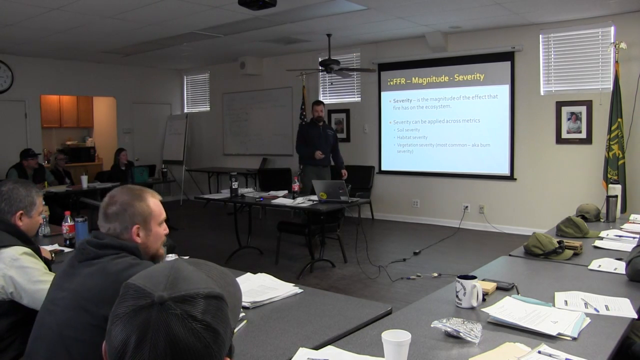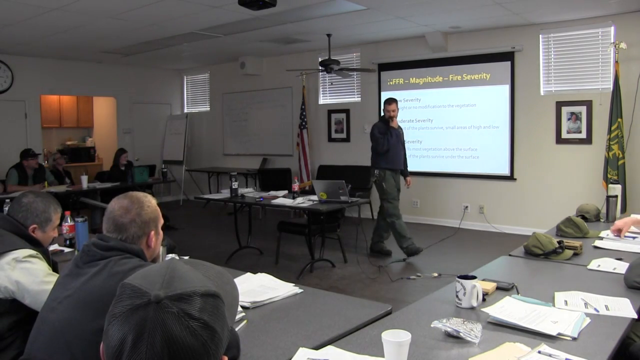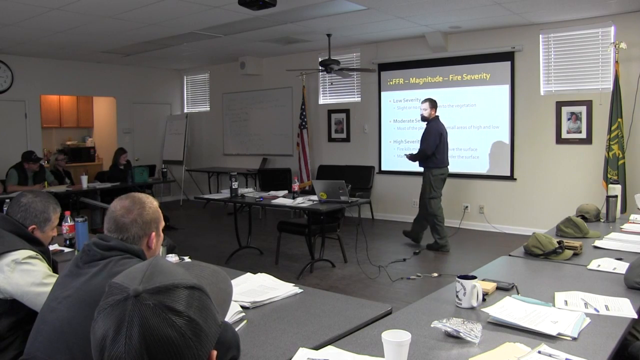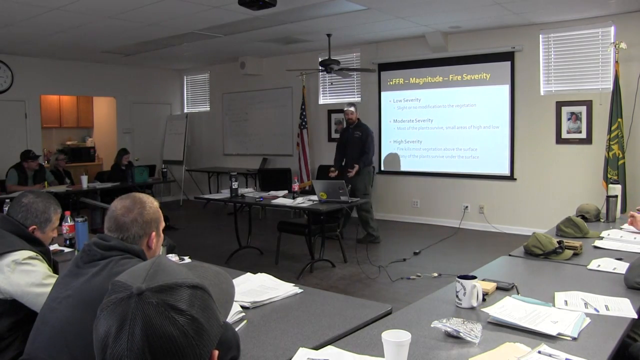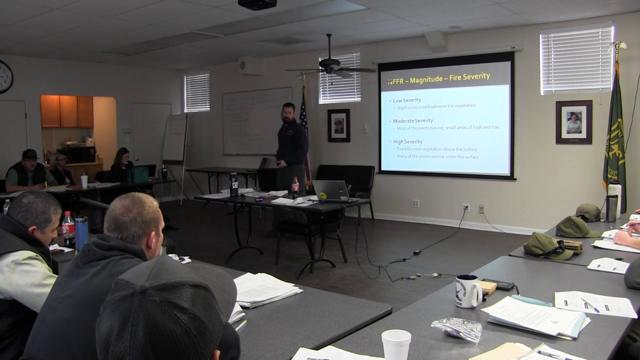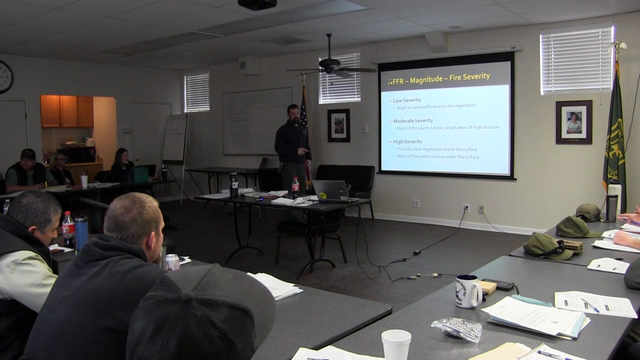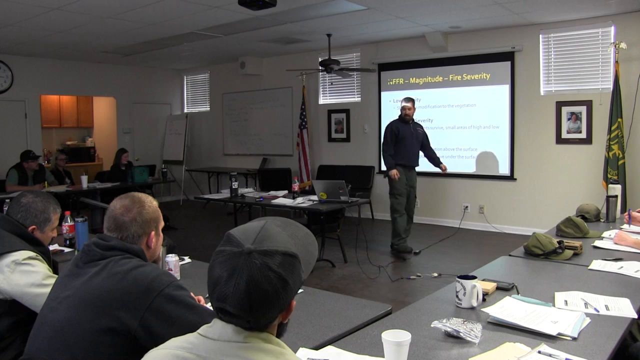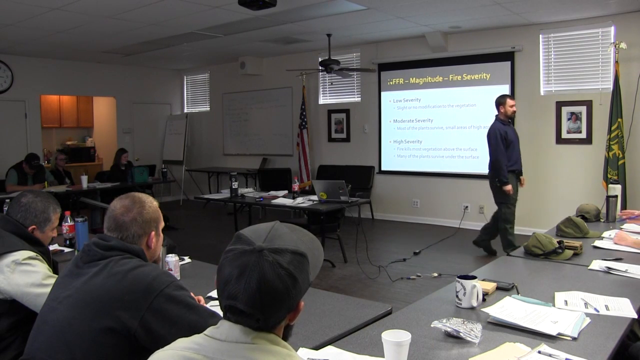Okay, you guys following me? So there's low severity, which is slight or no modifications in the vegetation. Makes sense, right? Low severity, not much of an impact. Moderate severity, most of the plants survive. Small areas of high and low, kind of a mix. And then there's high severity, of course, the fire kills most of the vegetation above the surface. And many of the plants survive under the surface.